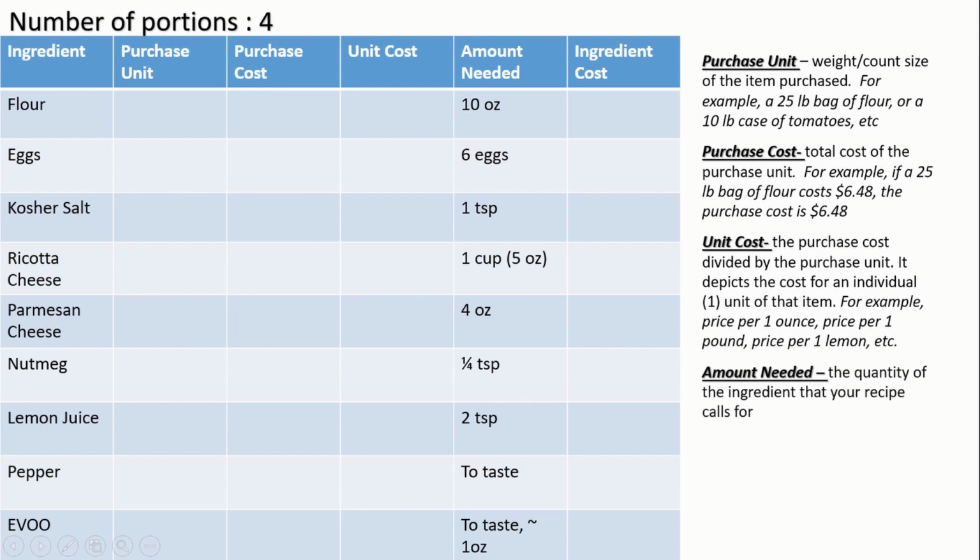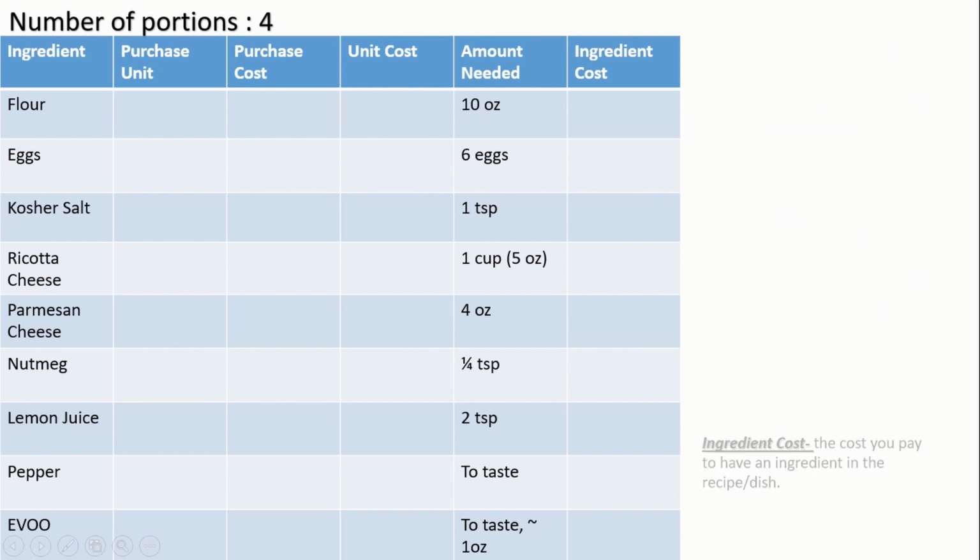Amount needed is pretty self-explanatory. That's just basically how much you need in your recipe. And then the ingredient cost is basically what we're trying to find here, first of all, is just basically how much it costs you to have flour in your recipe, how much it costs you to have eggs in that recipe, how much it costs you to have everything else in your recipe.